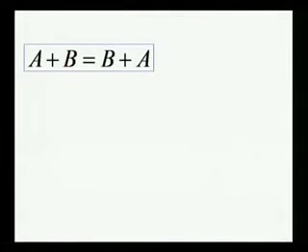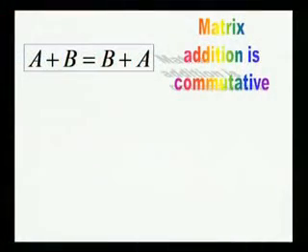Just note that A plus B is equal to B plus A. That means the addition of matrices is commutative. So A plus B is equal to B plus A. Here I mentioned that matrix addition is commutative.